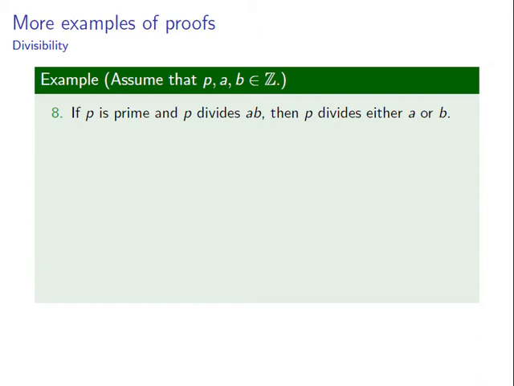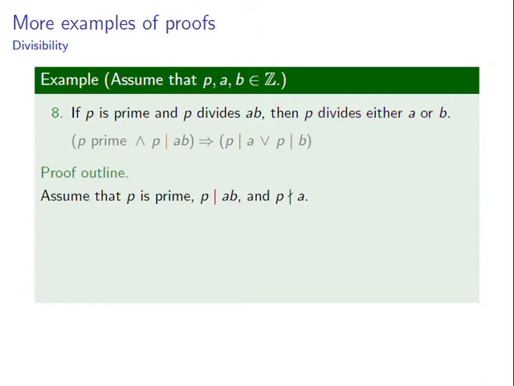Consider the claim: if P is prime and P divides AB, then P divides either A or B. This is a conditional sentence with antecedent "P is prime and P divides AB," and consequent "P divides either A or B." We will give a direct proof of this statement. Assume that P is prime and P divides AB.